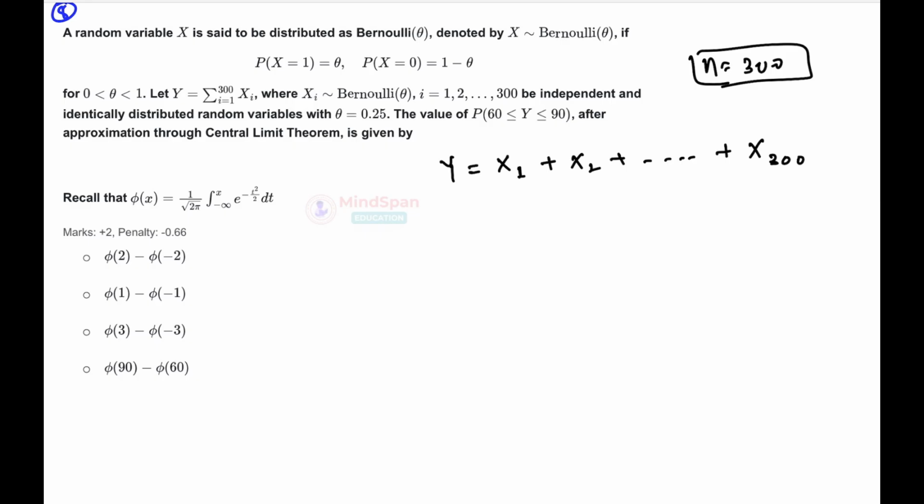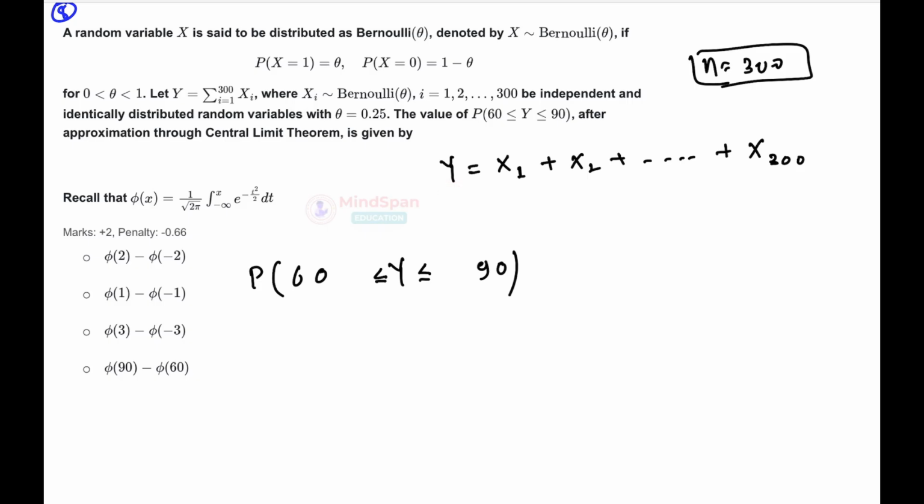Alright, so we need to find the probability of this event, the probability of the event that y takes a value greater than 60 and less than 90. How can we do that? First of all, in order to apply the central limit theorem, we will have to make the standardized version of this random variable y, right?